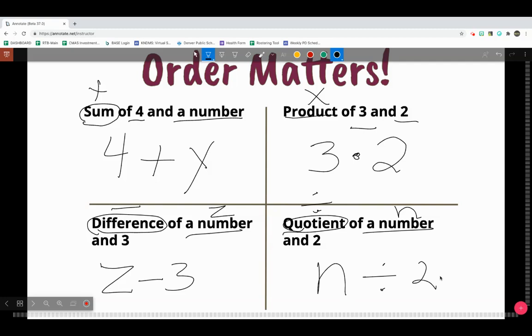Notice how for each of these types of problems, the order mattered. When we use these vocabulary words, specifically sum, product, difference, and quotient, I want to make sure that the way it's written in my written expression is how I represent it in my algebraic expression. 4 was first, so 4 is first here. A number was second, so that's why my variable is second. And so on and so forth for each one of these.